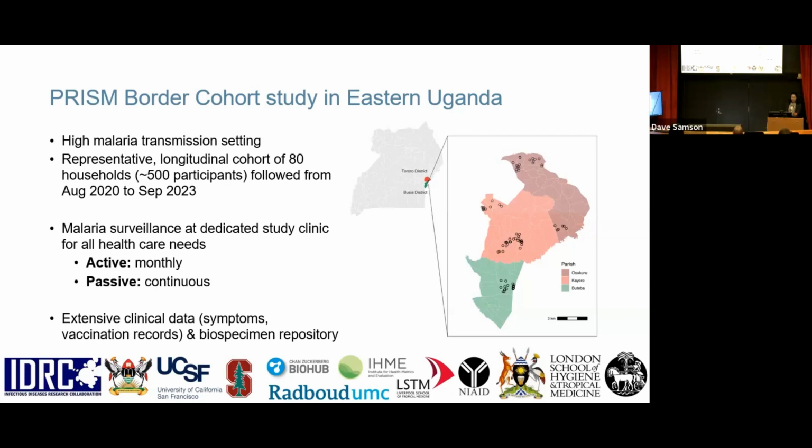There's both active and passive surveillance for malaria: active monthly surveillance, as well as continuous passive surveillance. Individuals are present at the dedicated study clinic every month as part of the study, and they're also encouraged to attend the study clinic for all their healthcare needs, which means that ideally we are capturing a lot of other infections that they might be experiencing as well. One of the amazing things about being embedded in a study like this is we have extensive clinical data, both on individual symptoms, as well as other information like vaccination records. And there's also a very rich biospecimen repository on which we can ask additional questions.